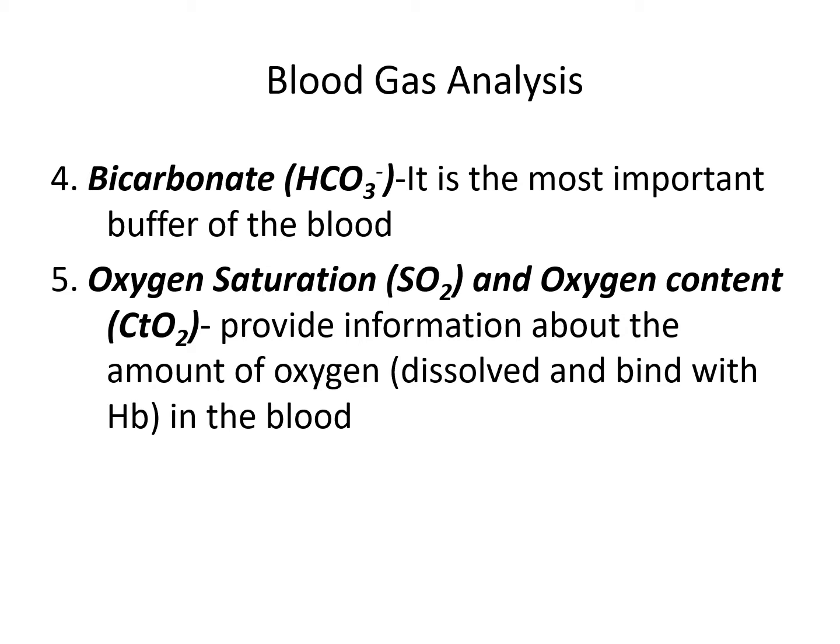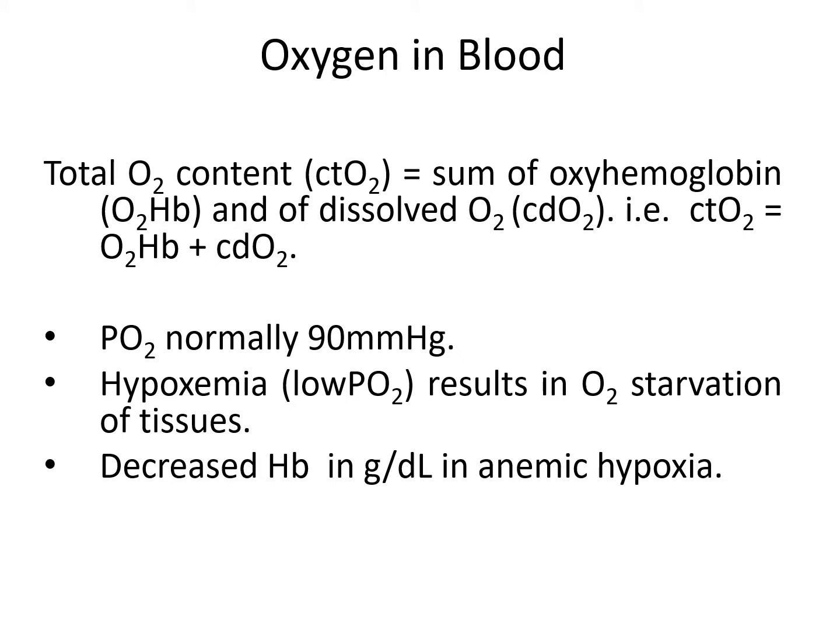most important. The SO2 and the CtO2 are reflective of the amount of oxygen that is dissolved and bound to hemoglobin in the blood. The total oxygen content or CtO2 is the sum of the oxygen present in hemoglobin and the dissolved oxygen in the blood. PO2, as we mentioned, requires pressure, and that is about 90 millimeter mercury to pass through the alveolar membrane.